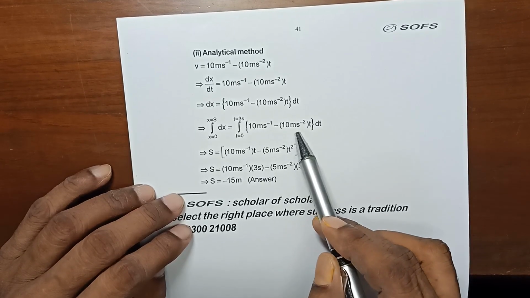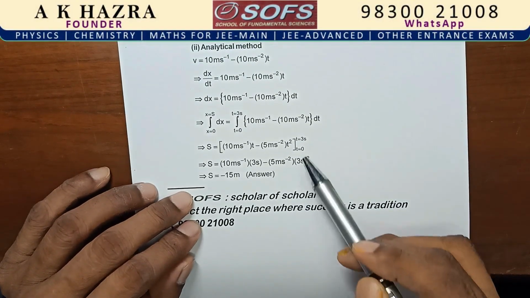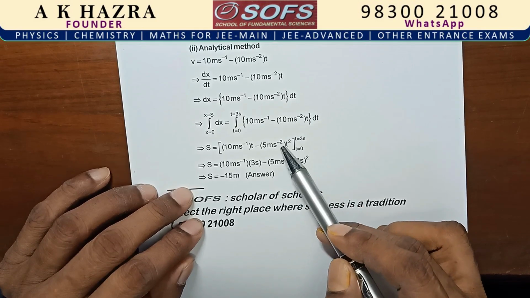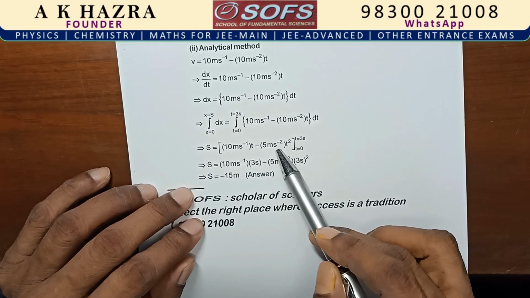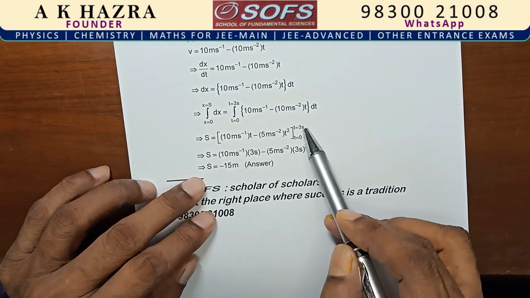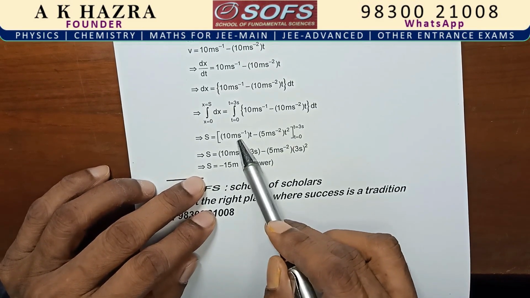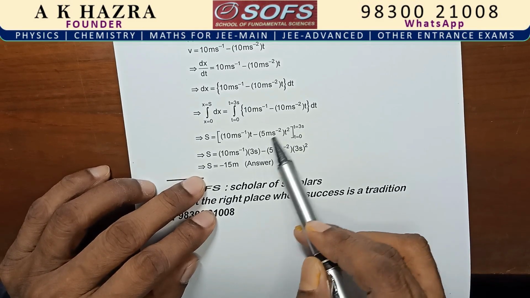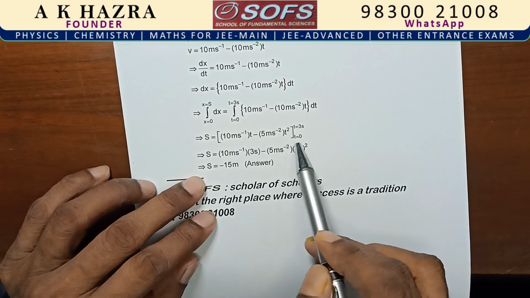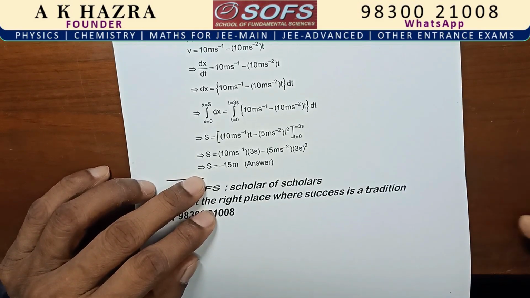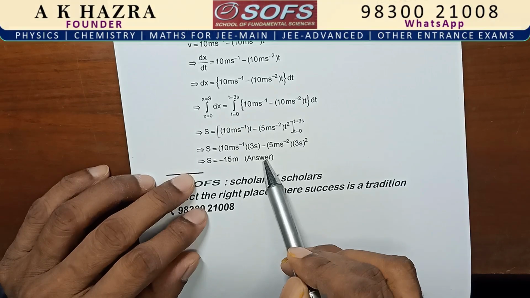t minus 10 meter per second square taken out, t square by 2. So 2 and 10 cancel out, 5 meter per second square. Then put the upper limit, this into 3 second minus 5 meter per second square, 3 second whole square, minus 0, because at t is 0 it is 0, so no need to write. This is equal to minus 15 meters.